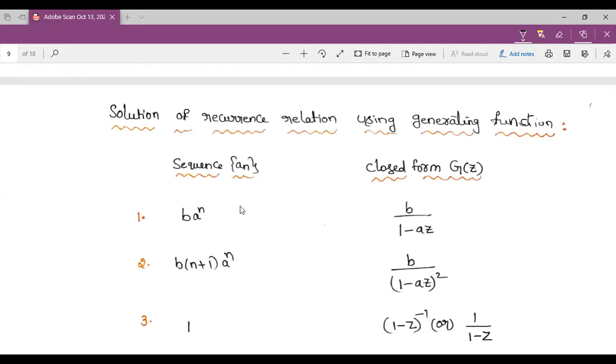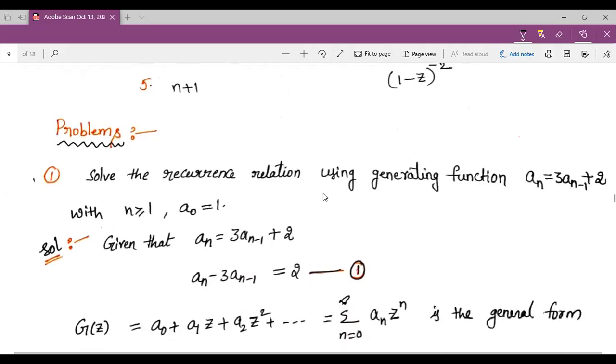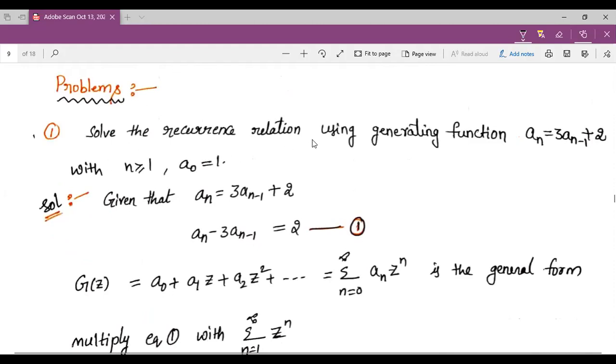Okay, so first problem: solve the recurrence relation using generating functions, an is equal to 3an minus 1 plus 2, with n greater than or equal to 1. Initial condition a naught is equal to 1. So here the given recurrence relation is an is equal to 3an minus 1 plus 2. So this can be written as an minus 3an minus 1 is equal to 2.